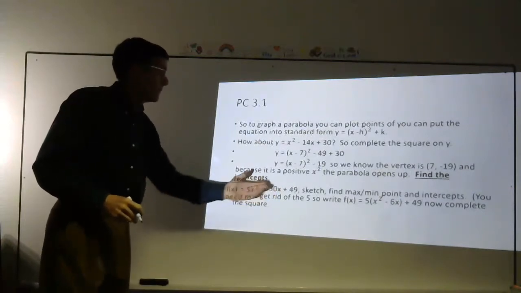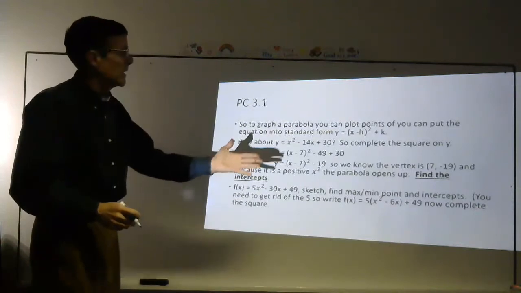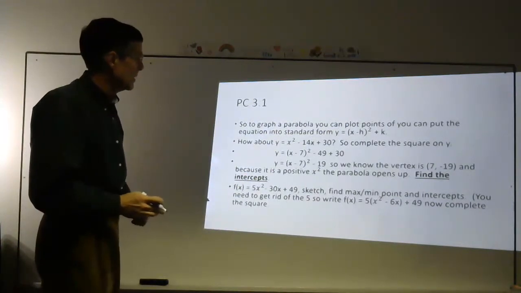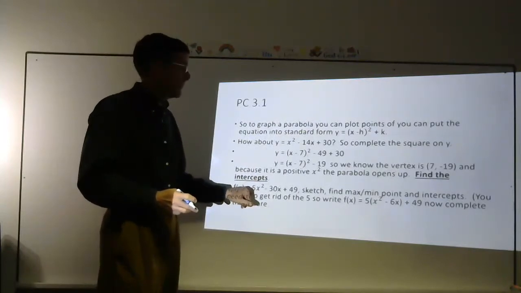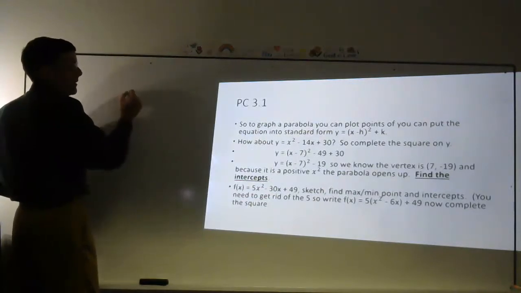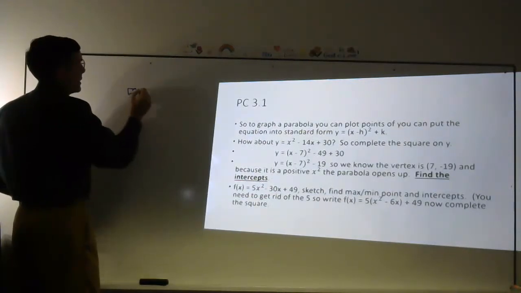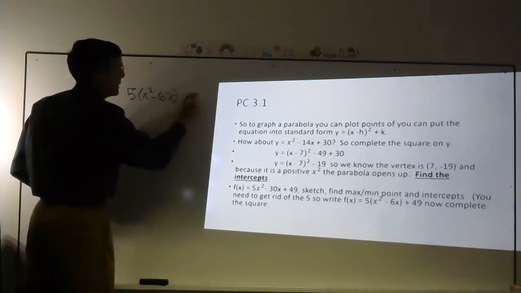Now, let's try this one. 5x squared minus 30x plus 49. Sketch, find the maximum points, find intercepts. Now, as I mentioned before, you can't have a number in front of the x squared to complete the square. So you have to take the 5 out of the first 2 terms. So I have 5 times x squared minus 6x plus 49.